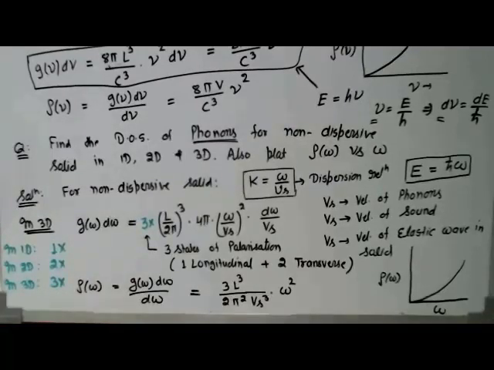Reason is very obvious, because in 3 dimensions you can have 1 longitudinal and 2 transverse, am I right? But in 2 dimensions you can have 1 longitudinal and 1 transverse only. But in 1 dimension you can only have a longitudinal, you can't have transverse. This you have to keep in mind only for the case of phonons. Yes, only for the case of phonons. In the case of photons it is always 2.